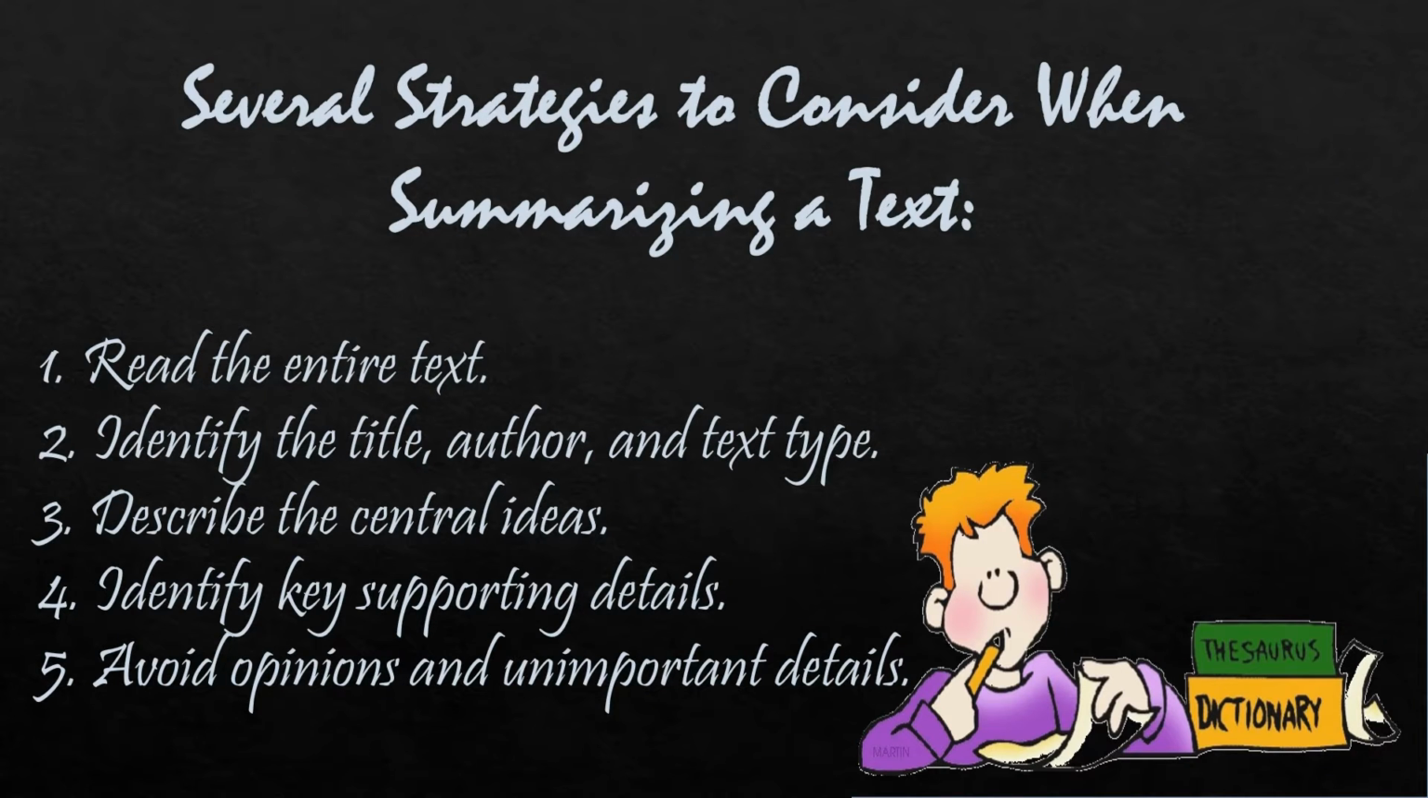So there are several strategies to consider when summarizing a text. First is read the entire text. Second, identify the title, author, and text type. Third, describe the central ideas. Fourth, identify key supporting details. Fifth, avoid opinions in important details.